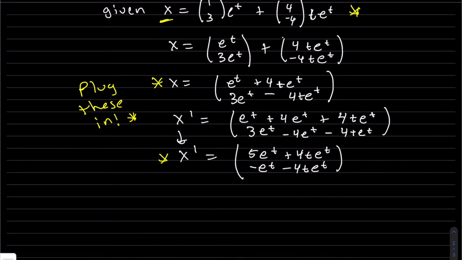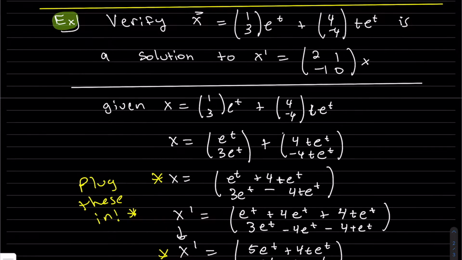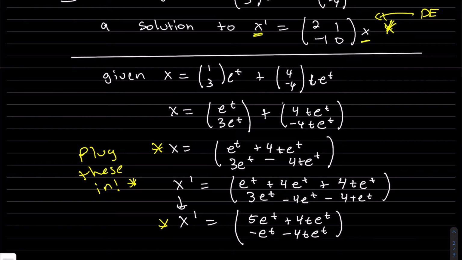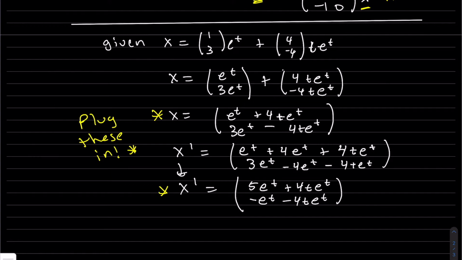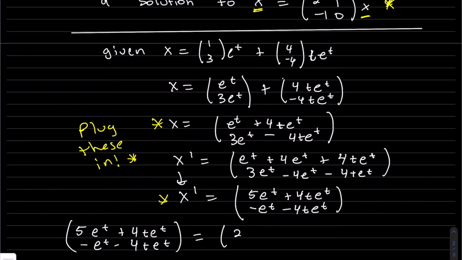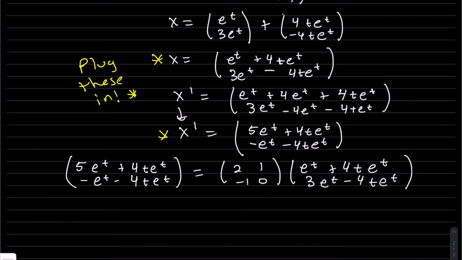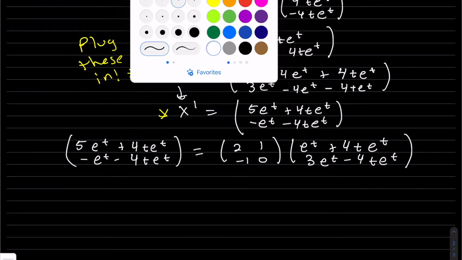So we're going to plug in here. Oh, here's our DE, sorry. So that's where we're going to plug in. We're going to plug in here and here into that DE. So x prime we write on the left, and then plug x in on the right. And then we've got to show these sides are equal. So the left is already simplified. So we're going to multiply this right side.